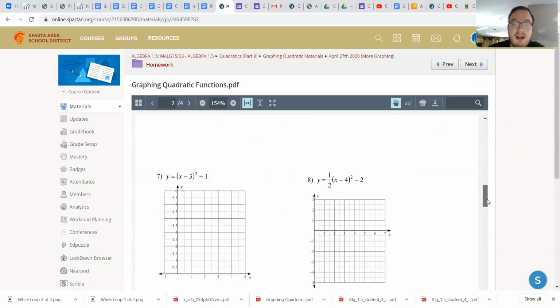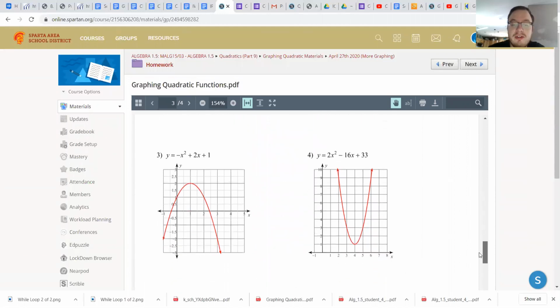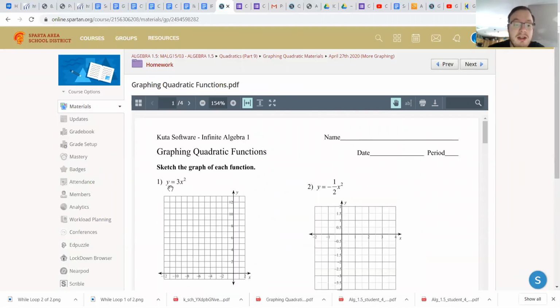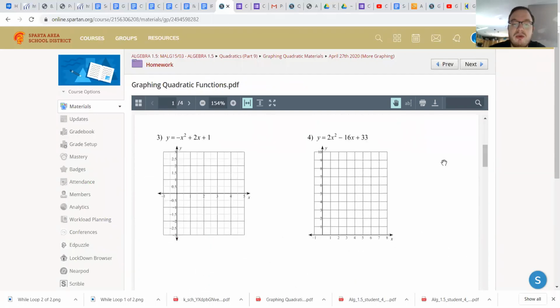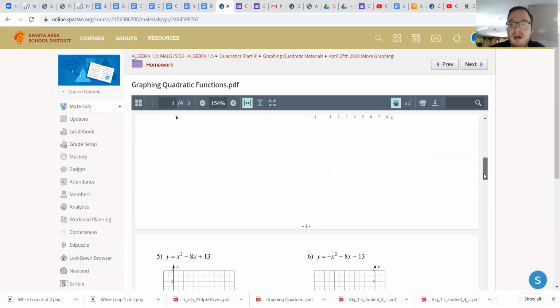Now, again, don't just look down here and look at the answer key, because I need to see some work. You can't just straight up look at y is equal to 3x squared and know what it looks like on the graph. Okay, I don't know what y is equal to negative 1/2 x squared looks like on the graph without showing some work, similarly with all of these.